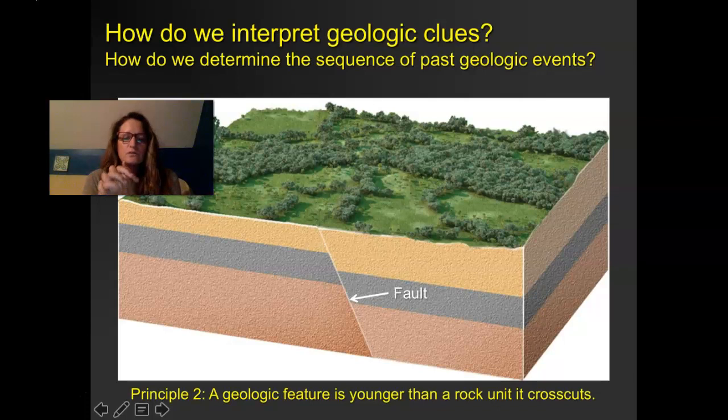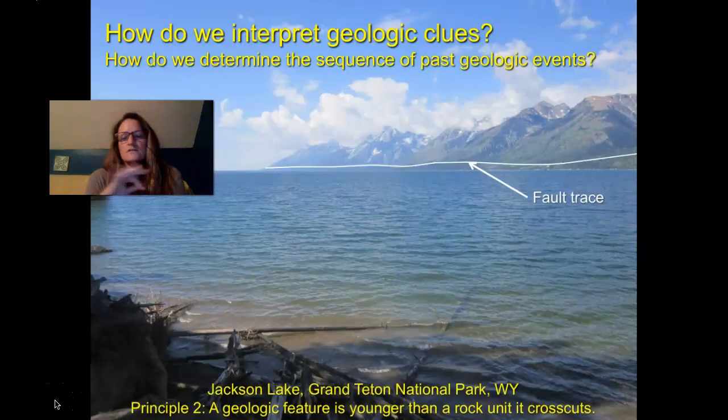The next principle is that of cross-cutting relationships. We have a geologic feature, in this case it's a fault, that is cut through 3 layers. We know that the fault has got to be the youngest feature in this diagram because it cuts through the other 3. Here is a fault that cuts through the base of the big mountain chain in the Tetons. That fault then has to be younger than the rocks around it.